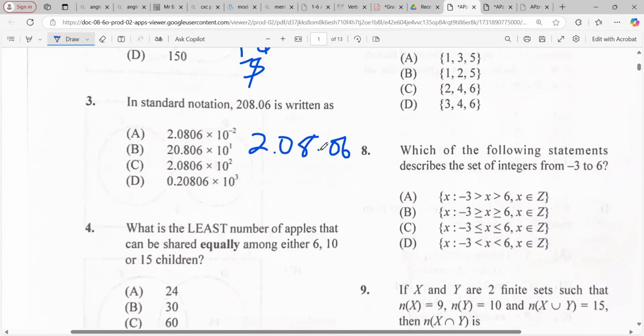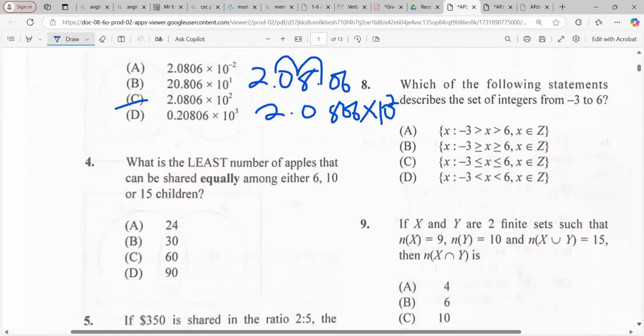So we count the number of places that we move. So it's 1, 2. So we move 2 places. So it could have been 2.0806 times 10 to the number of places we move. So we basically move 2 places. So we put 2. It would have been positive because when we multiply, we're supposed to get back 208. So it's actually C would be our answer.